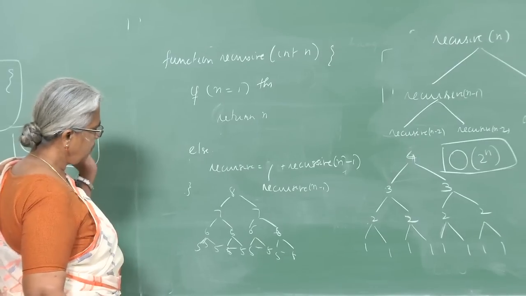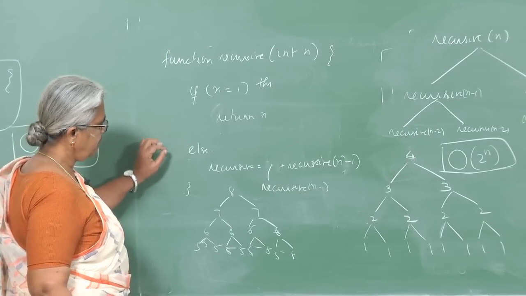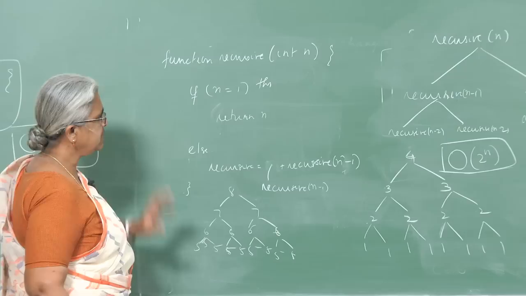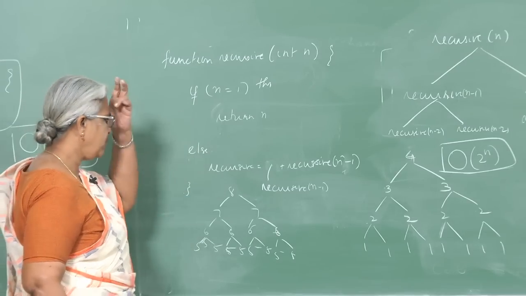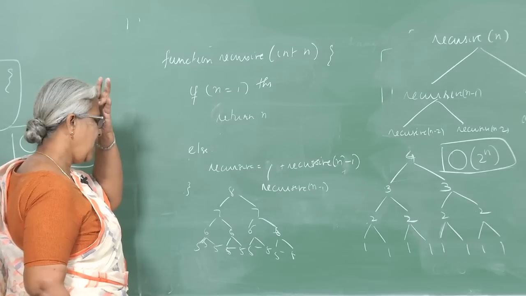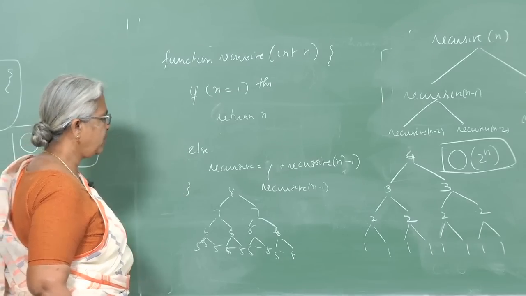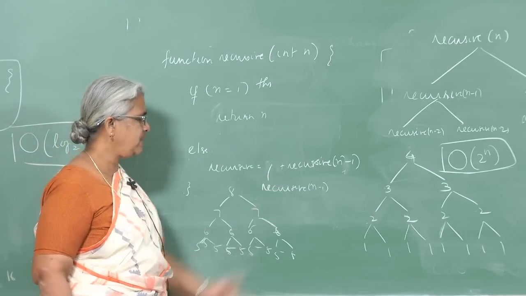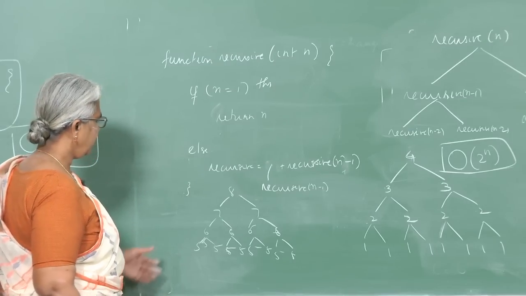Okay. The best way, in my opinion, to analyze recursive programs is to simply draw this recursion tree and count the number of nodes that are there in the recursion tree, and that will give you exactly the amount of time the program is going to take to execute, like we saw in this case, big O of 2 to the power of n.